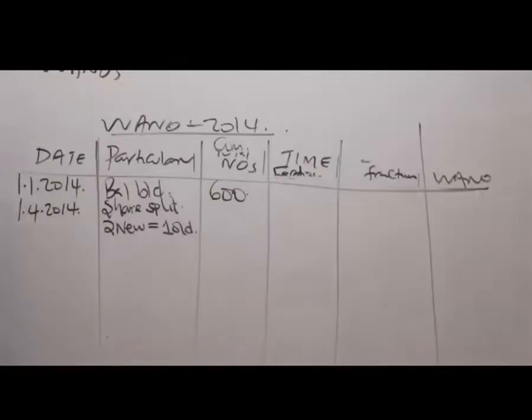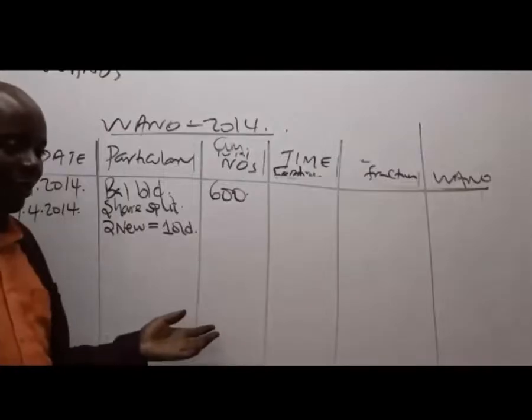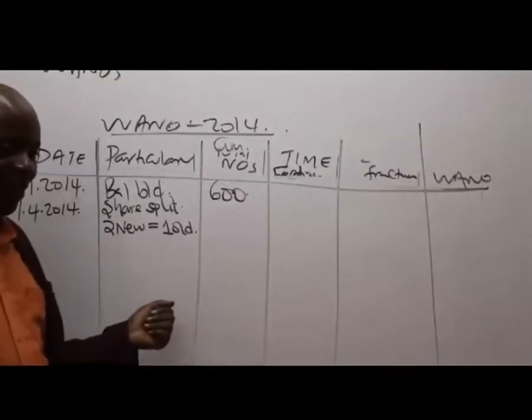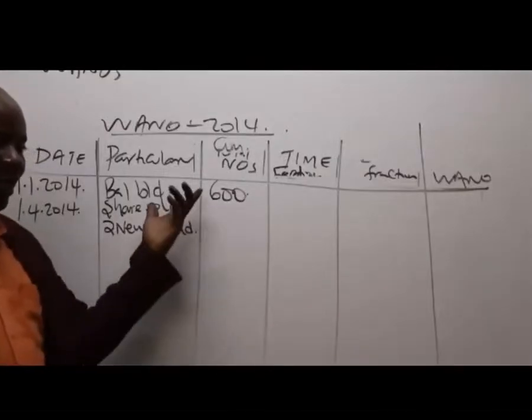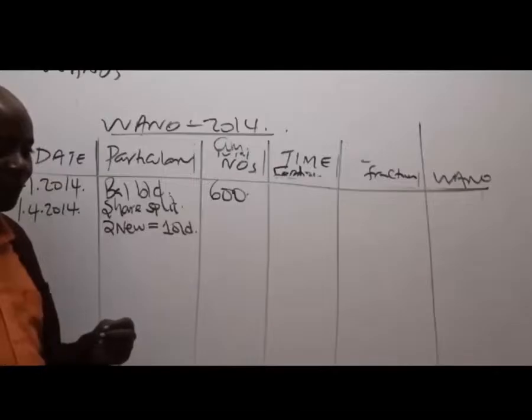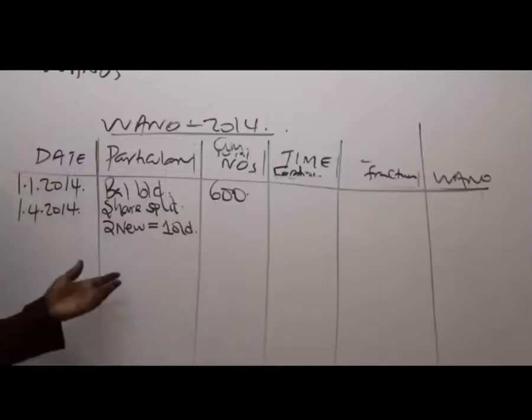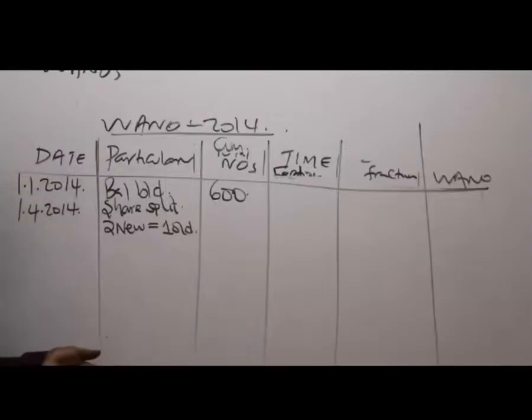So, ladies and gentlemen, let me ask you a question first of all. If I was giving 2 new for every 1 old, so now that we had 600 shares, after splitting, these guys ended up having how many shares? After splitting, we are basically doubling their shares.